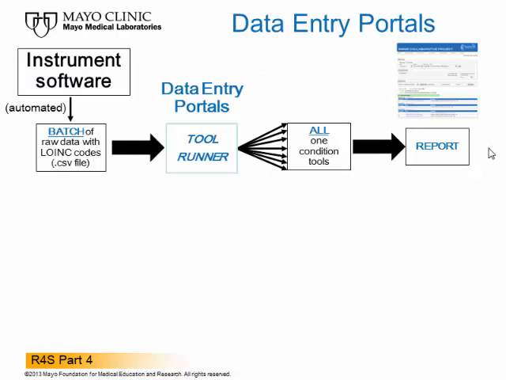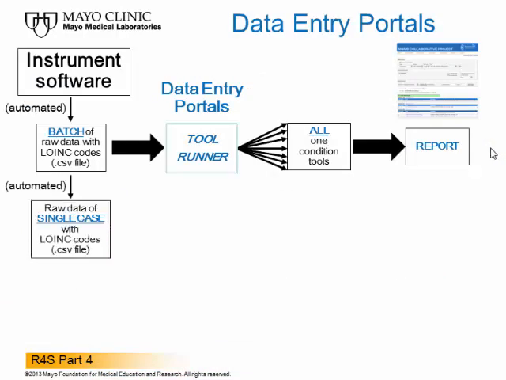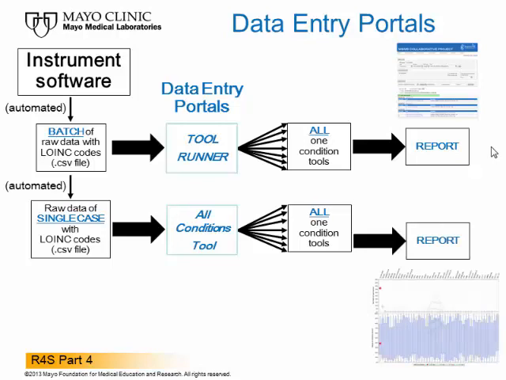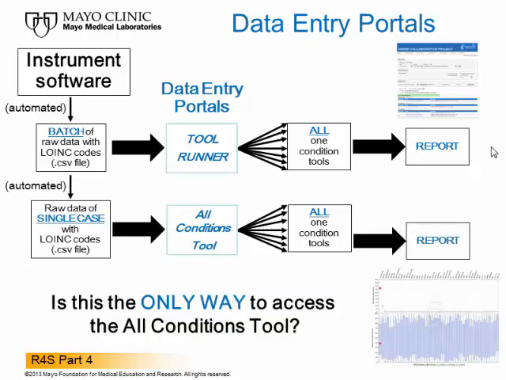A single case file can be extracted from the batch file formatted for the tool runners. From that point on, the process is exactly the same: uploading to the data entry portal, calculation of scores for all condition tools, and creation of a report. This is, of course, not the only way to access the All Conditions tool.